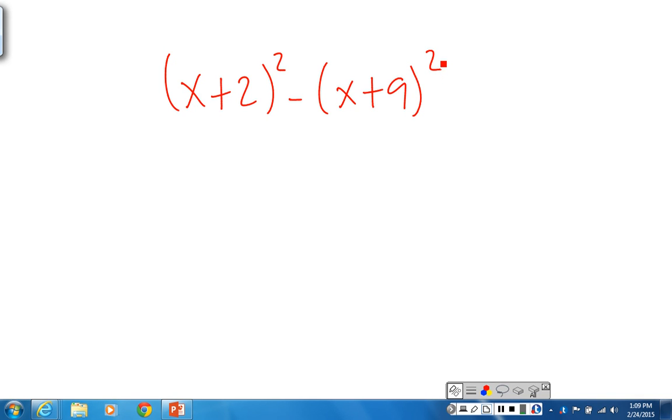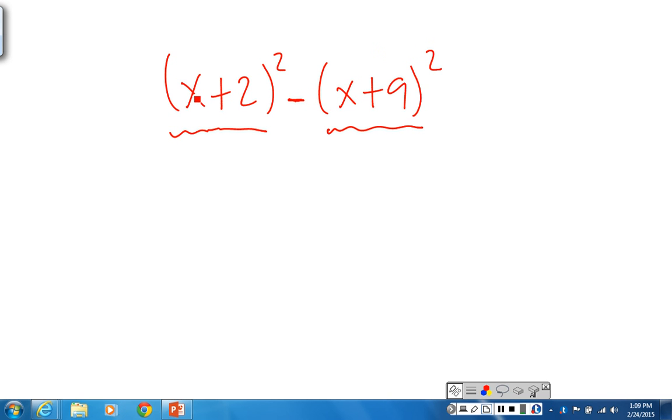Next, we have a problem that looks like this, and this is something that you should have seen in chapter 3, because this is actually a difference of squares, and the reason why you should recognize it as a difference of squares is because you treat this as one term. This is one term. You have a minus sign in the middle, and you can find the square root of both of these terms because both of these are perfect squares.